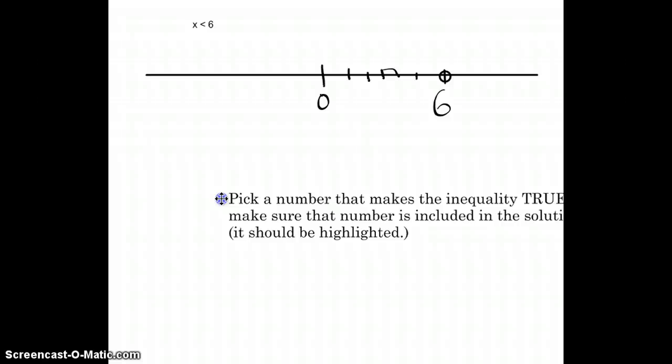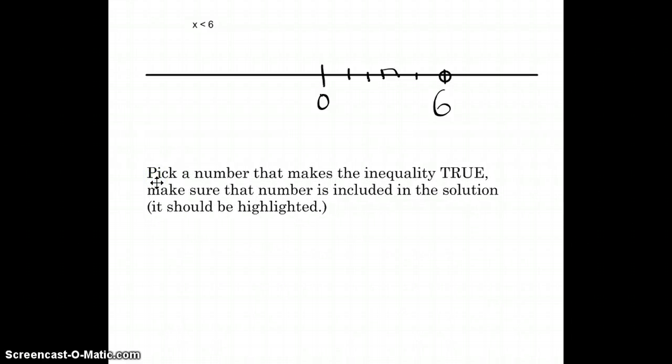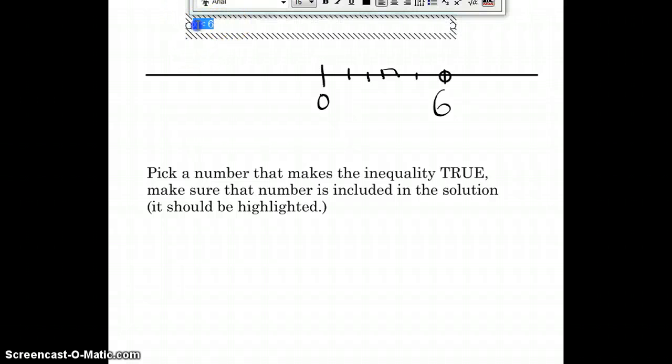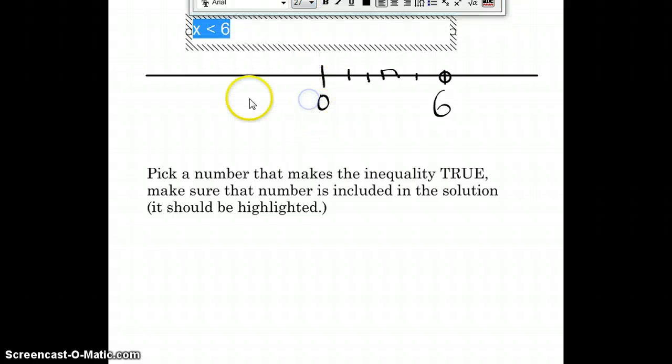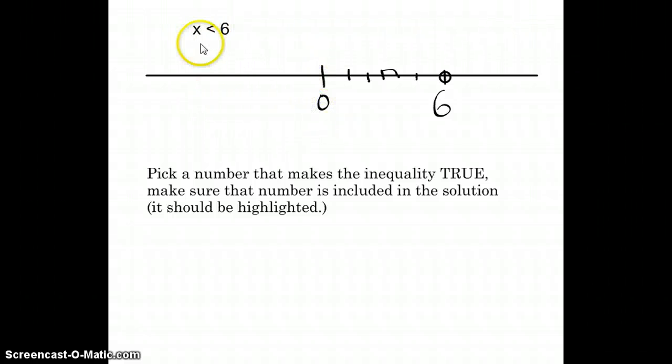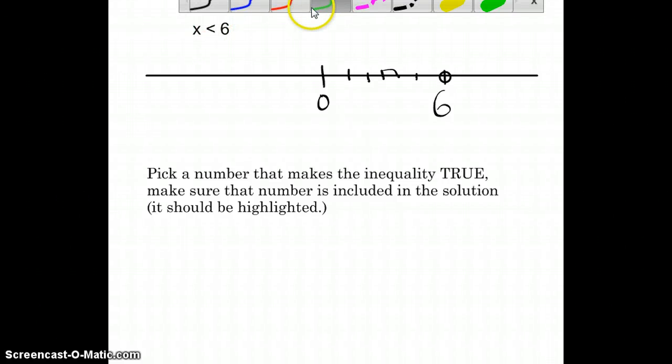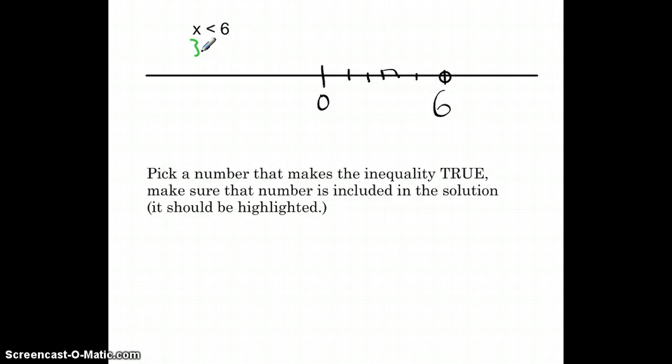One of the general rules I keep in mind here is this. And again, please make sure you jot this down. Just pick a number that's going to make the inequality true. So if we look here, x is less than 6. What's a number we could plug in for x that would make that equation true? Well, let's see. I'm going to pick 3. Pick any number you want for this, right? But 3 is less than 6, so I've made that inequality true.